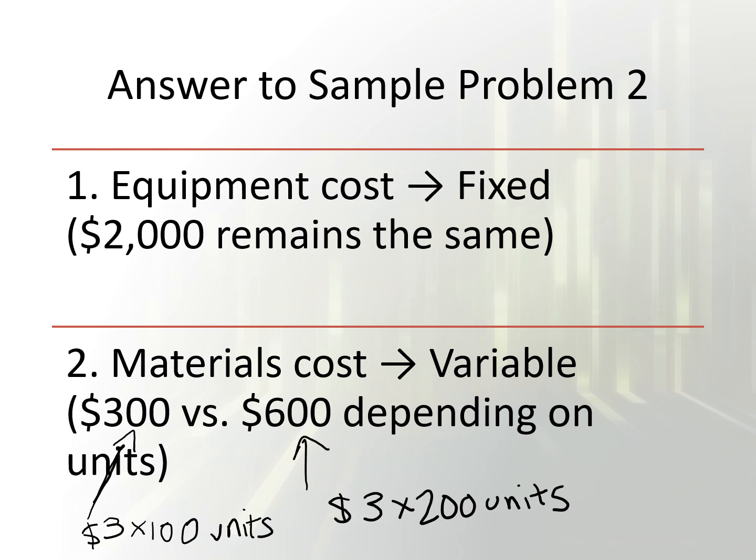Okay, so here's the breakdown. The equipment cost is fixed, so the $2,000, no matter how many units are made, is the same. And the material cost is variable. So you have that $3 per unit, and it's going to be $300 for the first month because you have 100 units times the $3, and then $600 for the second month because you have the 200 units times the $3 price.